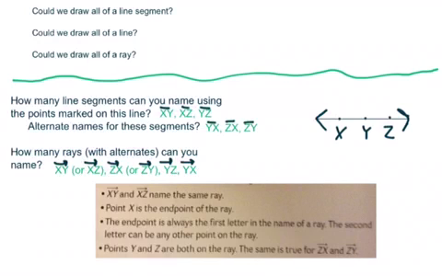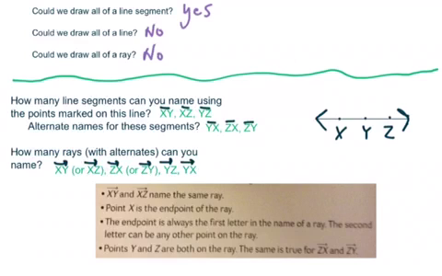So could we draw all of a line segment? What do you think about that? Jot down what you think. Here's what I think. Yes, it has a beginning and the end, so I can draw all of it. Could we draw all of a line? Here's my answer to that one. It goes on forever, so I couldn't ever draw it. How about all of a ray? It goes on forever in one of the two ways, so I couldn't draw that either, not all of it.